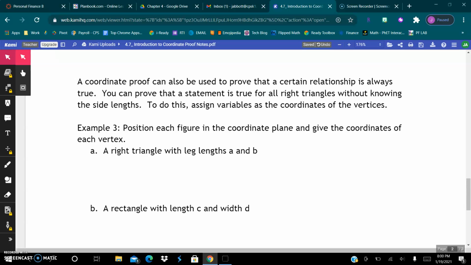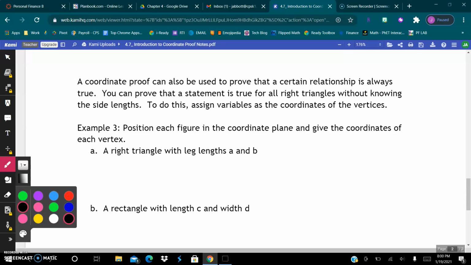A coordinate proof can also be used to prove that a certain relationship is always true. You can prove that a statement is true for all right triangles without knowing the side lengths. To do this, we need to assign variables as the coordinates of the vertices. So for example 3, we're going to position each figure in the coordinate plane and give the coordinates of each vertex. So A is a right triangle with leg lengths A and B.